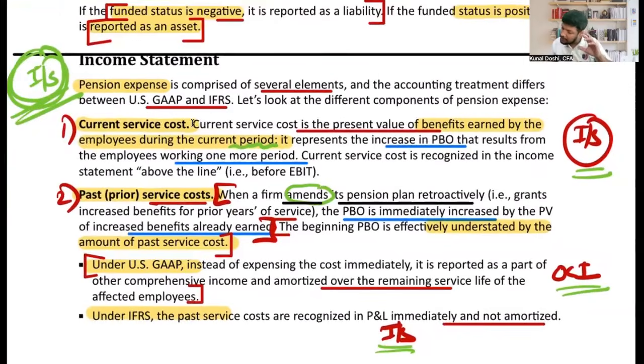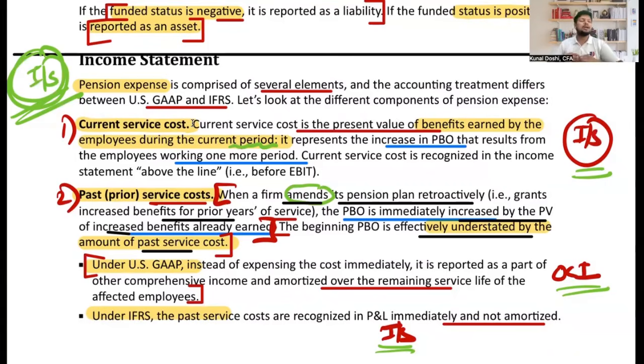Okay. So prior service cost is any amendment in the pension plan that will increase the benefit for the prior years' service. The PBO is immediately increased by the present value of the increased benefit already earned. So PBO is effectively understated by the amount of past service cost. So in your exam, remember, if there is any amendment, only then comes the prior service cost. Otherwise, there is only current service cost. Understood, everyone?